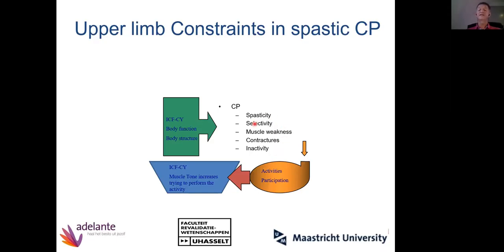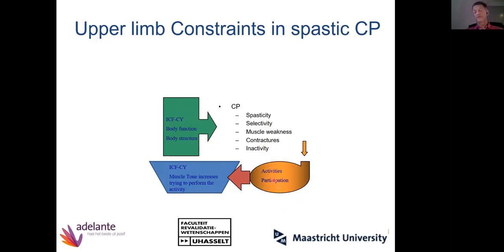If you place these within the ICF model, which I expect is very well known to you all, then they are all related to body function and structures. But these constraints hamper participation, both in activities such as sports, leisure time and school activities, but also at the level of participation, so official sports and official group activities.